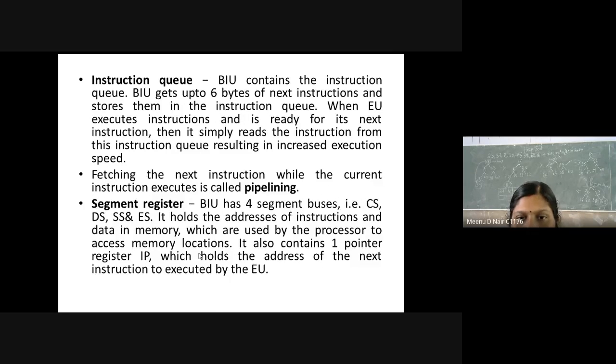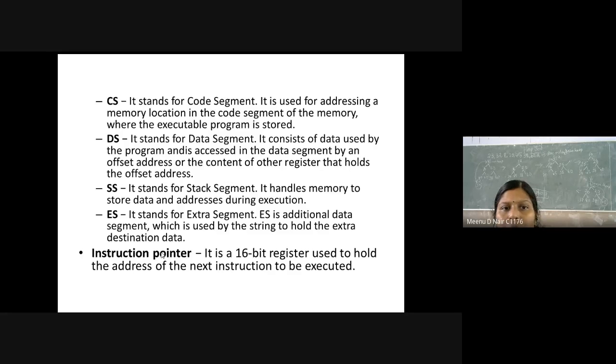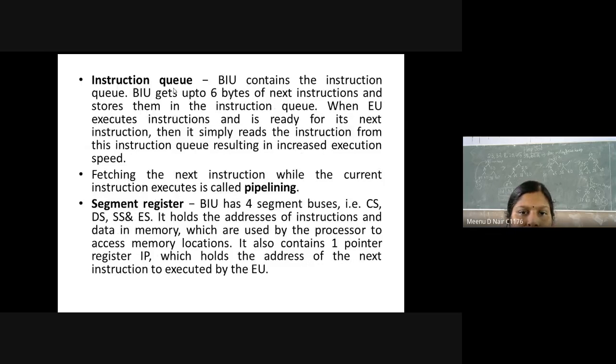Here are the parts of the bus interface unit registers: the instruction queue, the segment registers, and the instruction pointer. We have seen the instruction queue already, because it can handle 6 bytes of data at a time. It can store 6 bytes of the next instructions, right? So that is what the instruction queue does. It gets up to 6 bytes of the next instructions and stores them in the instruction queue.